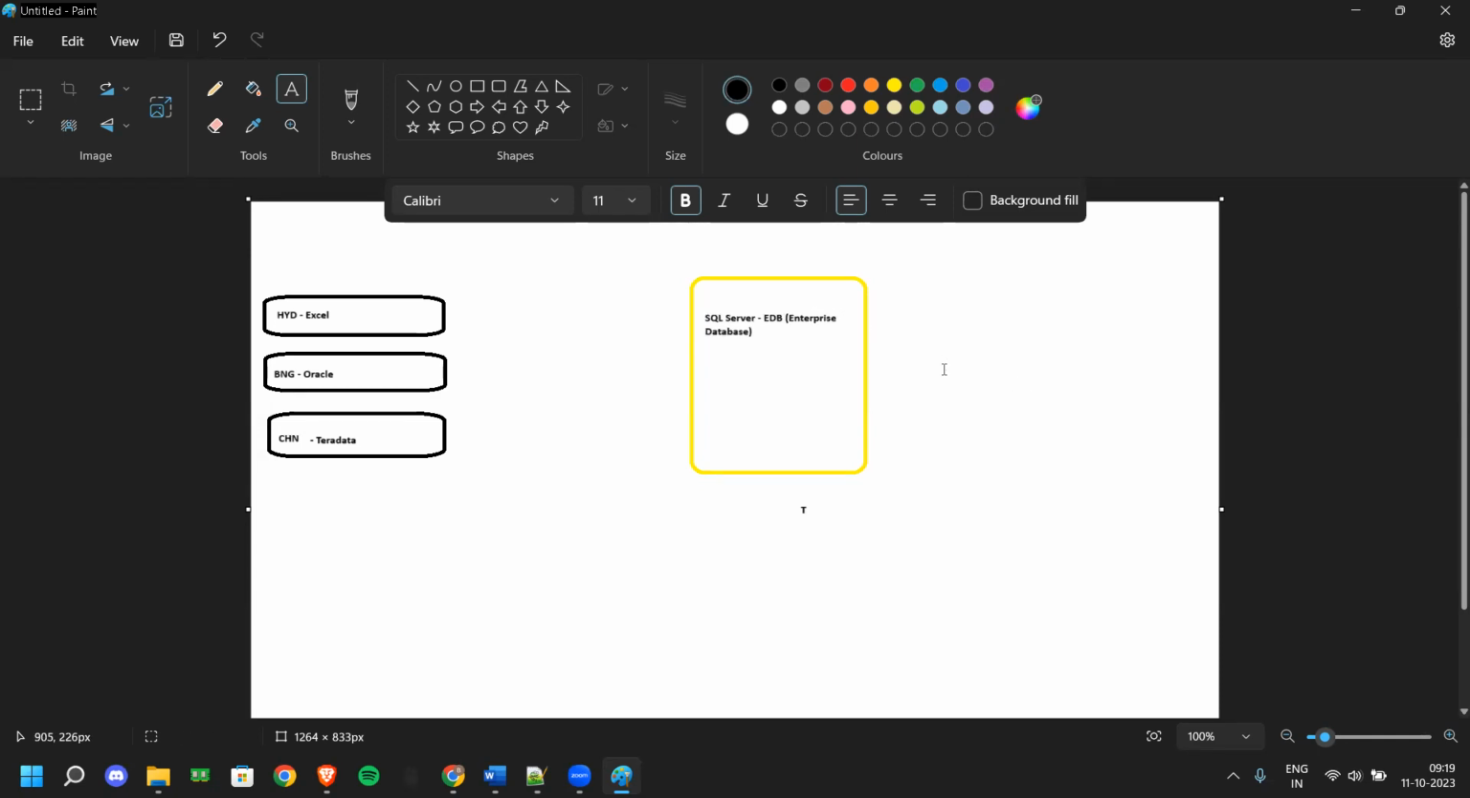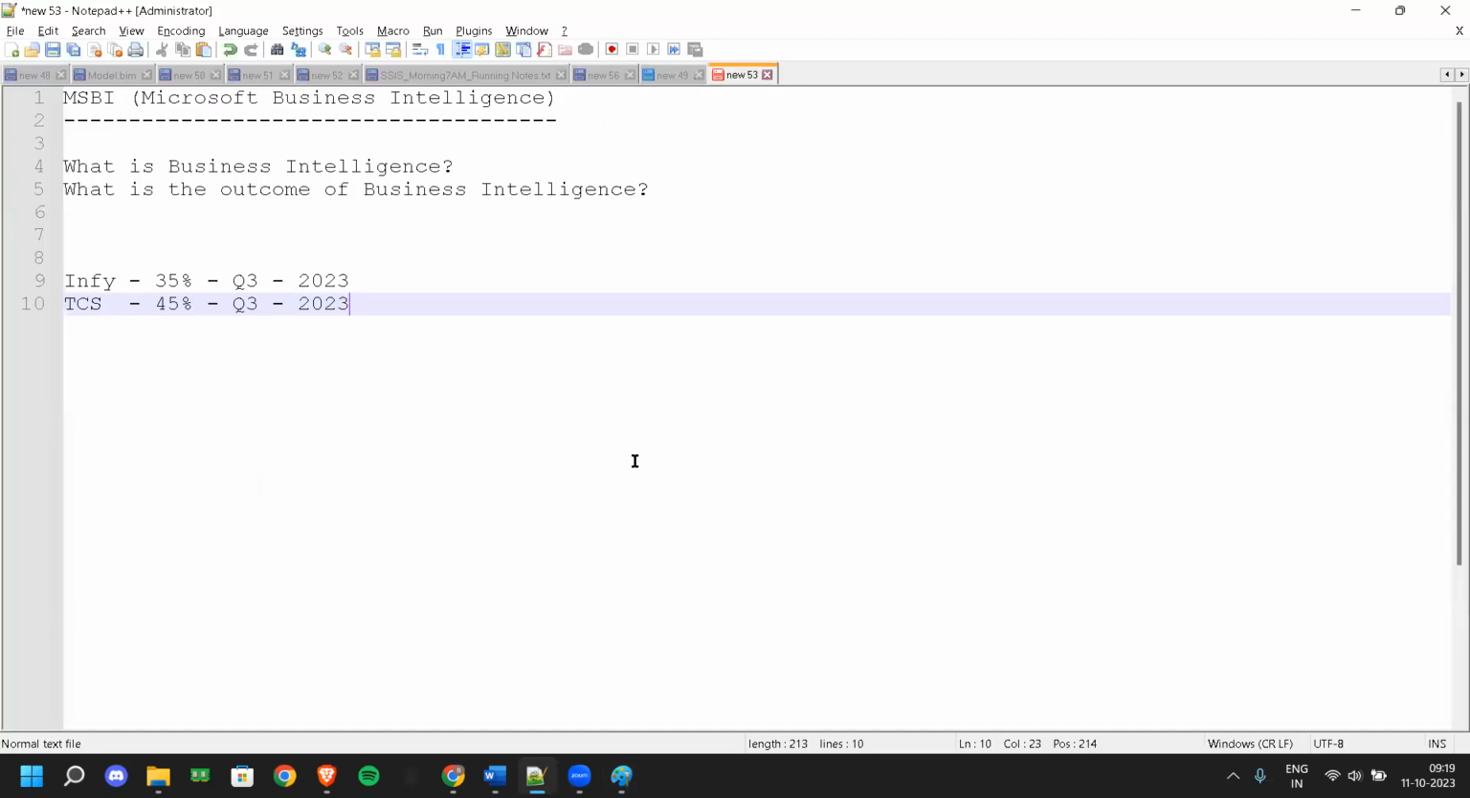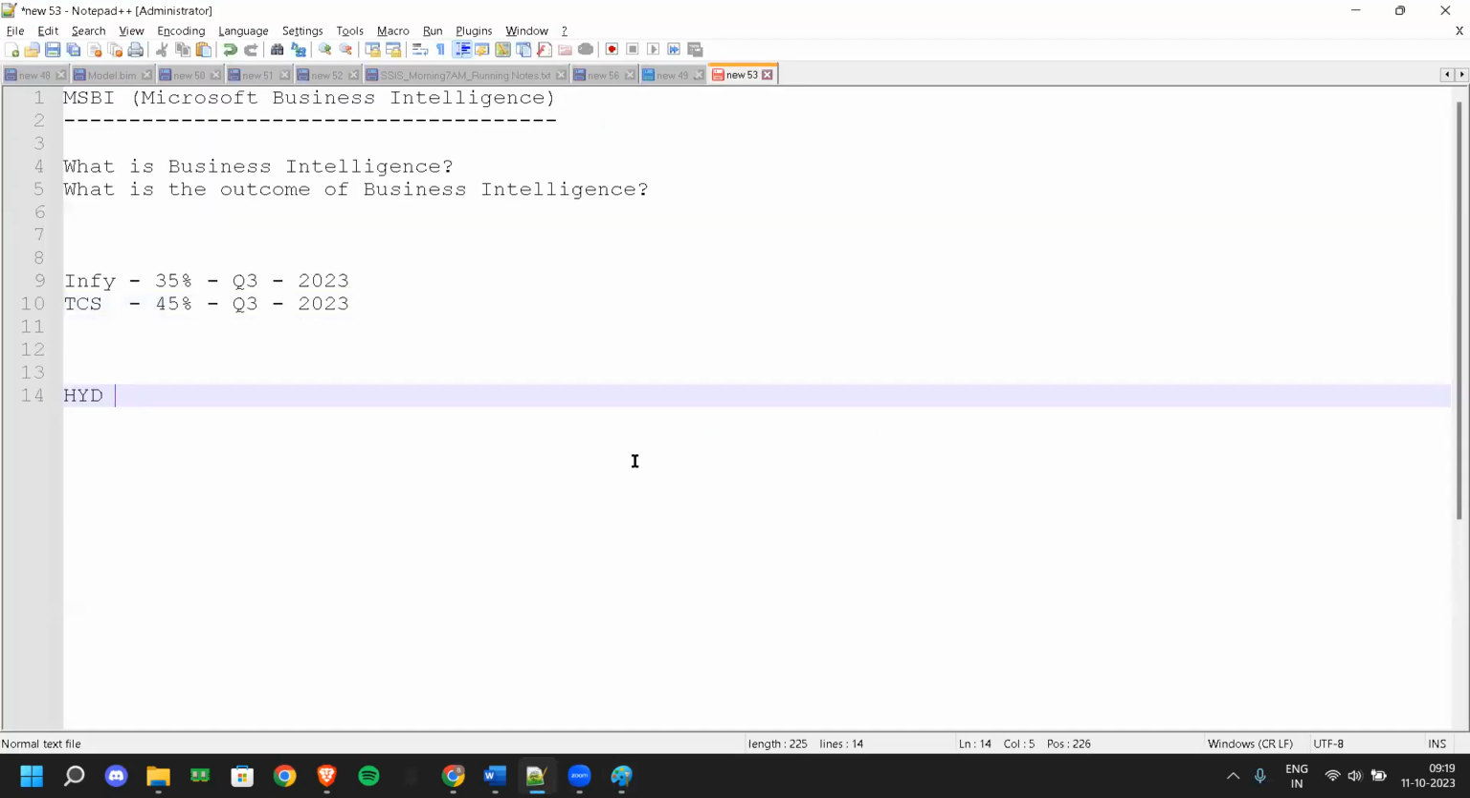But sir, this is our SQL Server and these are your different sources. What do you mean by source? Tell me now. I'm traveling from Hyderabad to Bangalore. Here, what is my source and what is my destination? Source is Hyderabad. Bangalore is the destination.